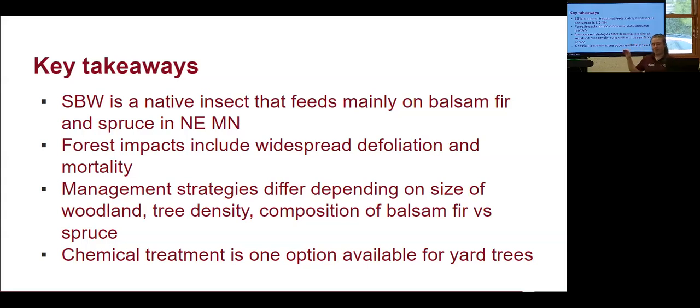And then the forest impacts that we see across our landscape are widespread defoliation, so the loss and death of leaves, and widespread mortality of those trees. In woodland specifically, management strategies are going to depend on the size of your woodland, what the density of the trees is, so the stocking in your woodland, and what the composition is, how much balsam fir versus spruce is in your woodland. And then for yard trees, chemical treatment is just one option that's available for you.